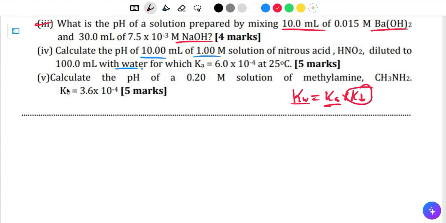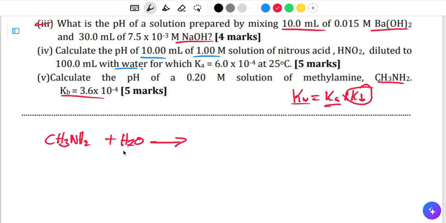So let's see the last question. The last question is saying calculate the pH of a 0.2 molarity solution of methylamine, which is this one. And then the Kb we have been given. So let's write the reaction of methylamine. Not a neutralization reaction, but rather we are reacting it with water, and then see what we are going to have.